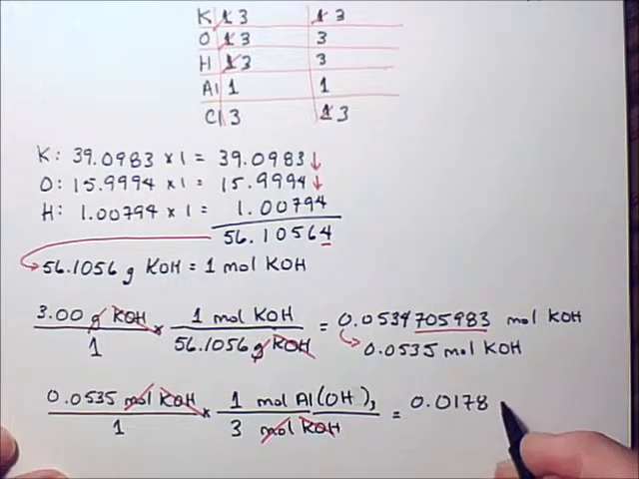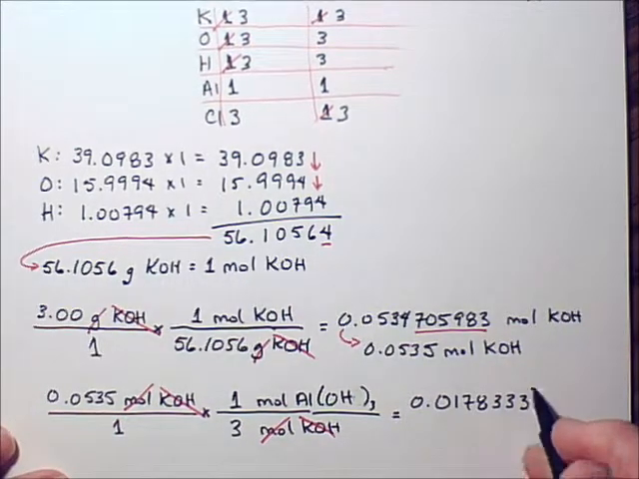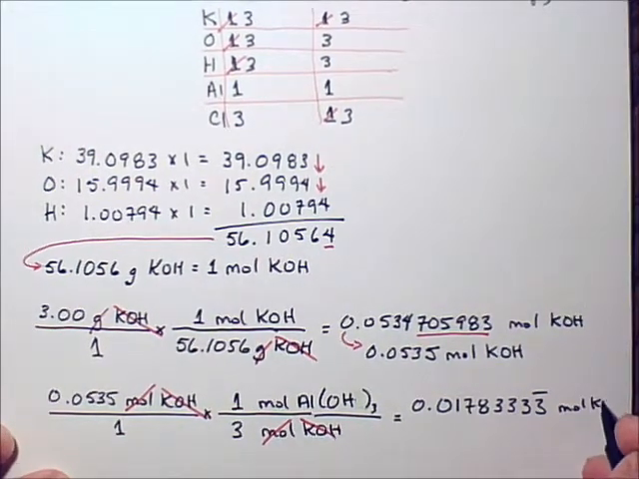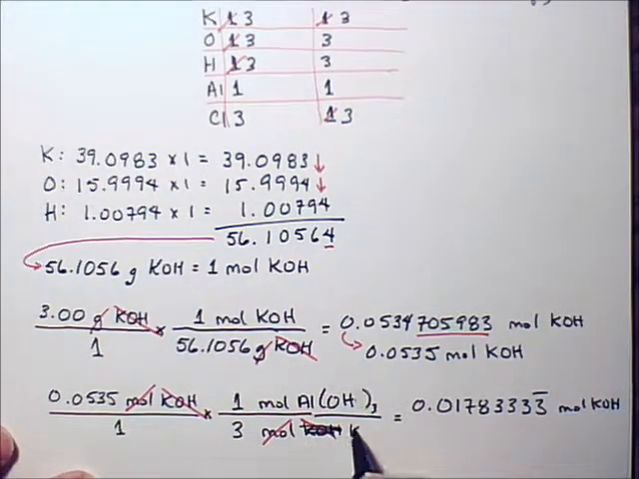0.0178. 3, and it keeps on going, doesn't it? Okay. And that's moles of KOH. We need to round that off to how many? How many digits do we round it off to? I thought we were looking for ALOH. Oh, I am. Boy, I am really having trouble today. No, that's right. KOH is right. I'm looking for this. That should be ALOH sub 3. You're right.